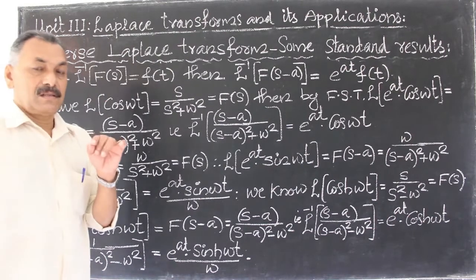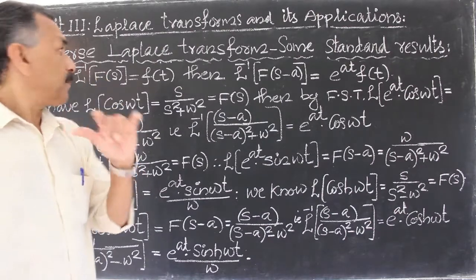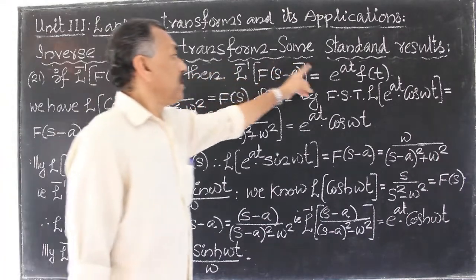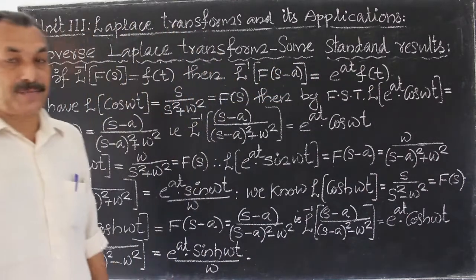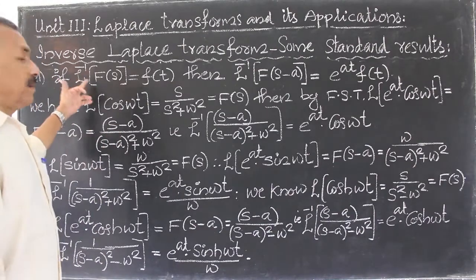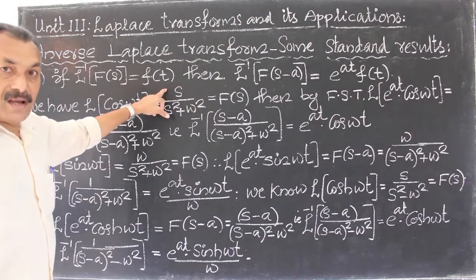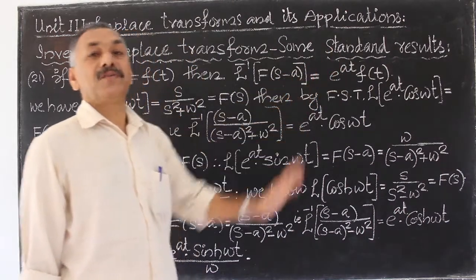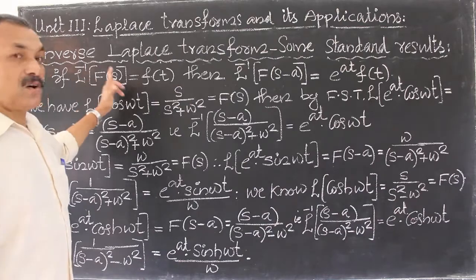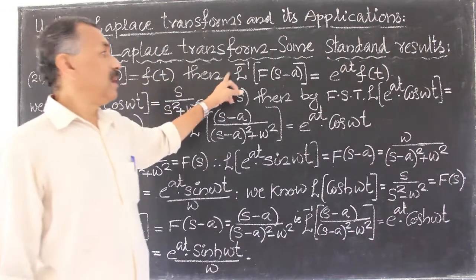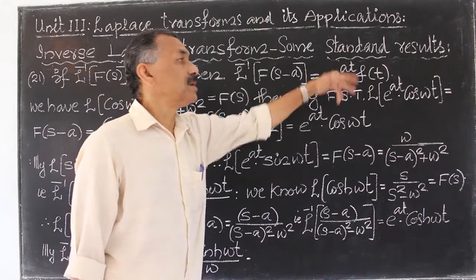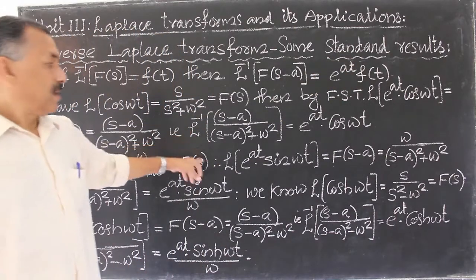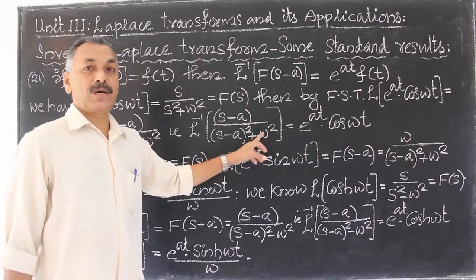What is this property? If Laplace transform of f of t is equal to f of s, then L of e raised to at into f of t is equal to f of s minus a. Conversely, if f of s ന്റെ inverse f of t ആയാൽ f of s minus a യുടെ inverse എന്തായിരിക്കും? e raised to at into f of t. Or if L inverse of f of s is equal to f of t, then L inverse of f of s minus a is equal to e raised to at into f of t. അങ്ങനെ അത് അപ്ലൈ ചെയ്തിട്ട് L inverse of s minus a divided by s minus a square plus omega square.